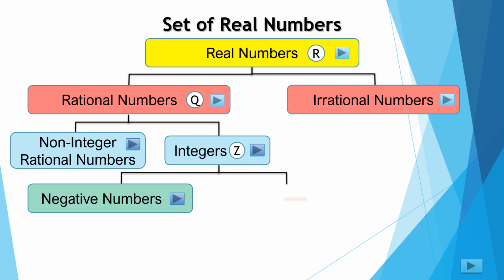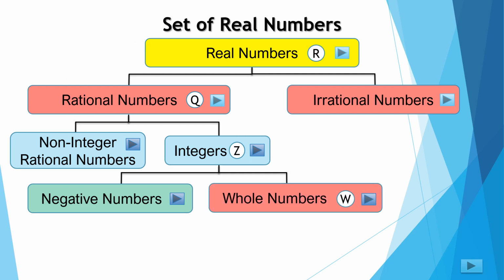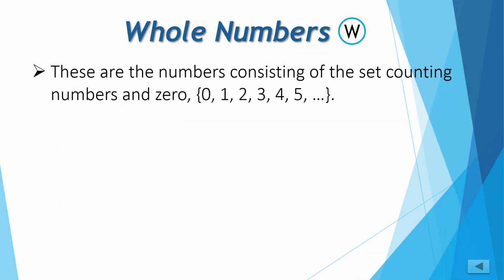Next kind of integer is the whole numbers. So, kung merong negative numbers, meron namang whole number or W. Ano ba yung whole numbers? These are the numbers consisting of the set of counting numbers and 0. So, kapag sinabing counting numbers, iyon yung ginagamit natin sa pagbibilang. 0, 1, 2, 3, 4, 5, and so on. So, iyon yung mga halimbawa ng whole numbers.